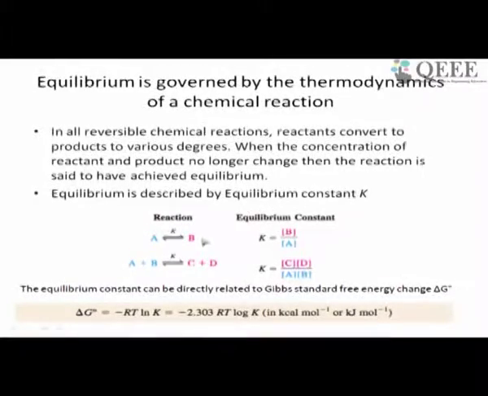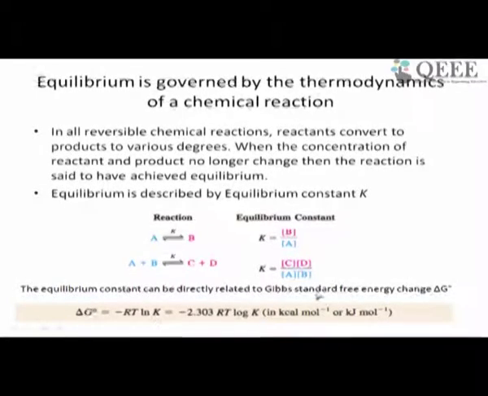For example, for a reaction in which A is converted to B, the equilibrium constant is represented by the product concentration divided by the starting material concentration. If it involves two starting materials and two products, then the reaction will look like this: the product of product concentrations divided by the product of starting material concentrations. The equilibrium constant can be directly related to the Gibbs standard free energy change by this equation, shown here: delta G equals minus RT ln K equilibrium.